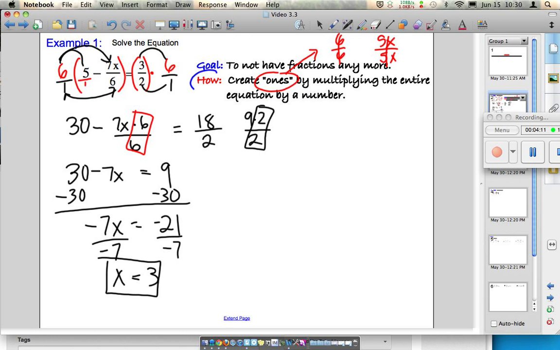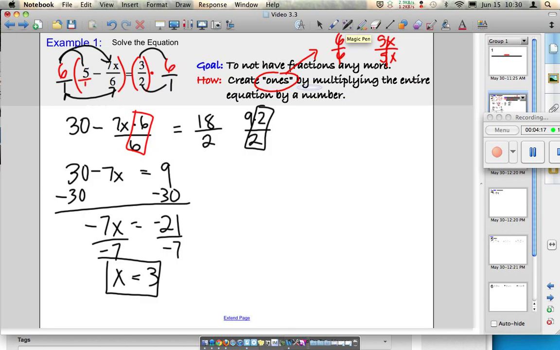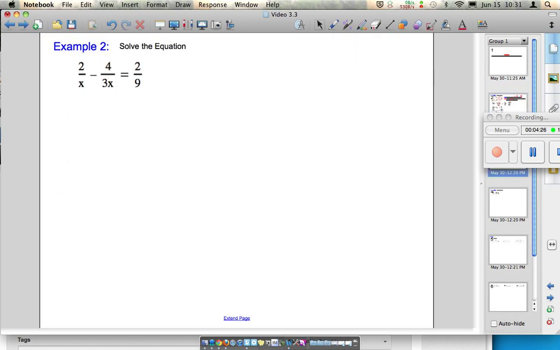Once you do this first step, this step that is described in this how statement right here, you will have a much simpler equation to solve, and it'll be much easier. So the trick is knowing what to multiply by. So let's look at a couple more examples. We won't walk through the entire example because it's the first step that's the hardest. So let's take a look.